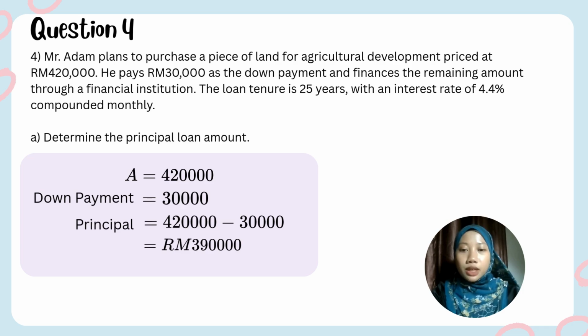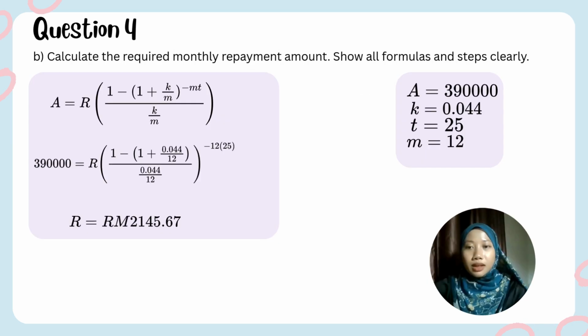The present value for this question is 420,000 and Mr. Adam paid the down payment of 30,000. How to calculate the principal is we need to minus the present value and the down payment, so we get the answer 390,000. Question 4B, calculate the required monthly repayment amount.